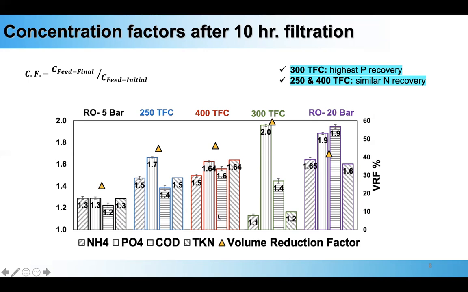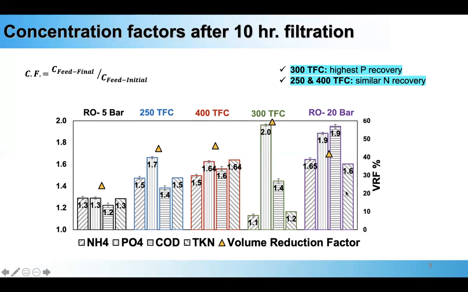Between the 250 Dalton and 400 Dalton TFC membranes, they have similar nitrogen recovery, although the 400 Dalton has a slightly higher removal rate, but since it had a higher flux decline, which we will show in the next slides, it could pass less water through the membrane. So at the end, the concentration factor of these 2 membranes was similar.